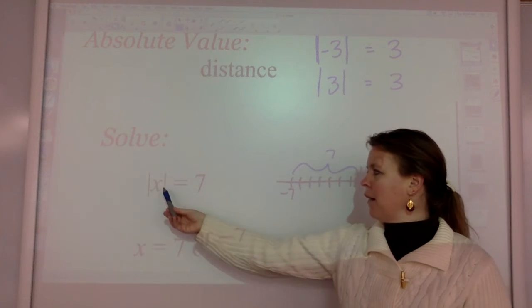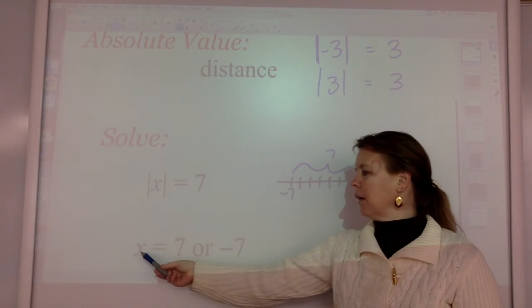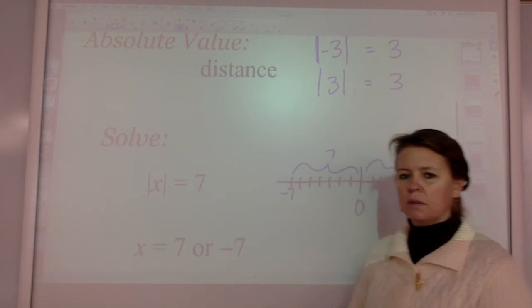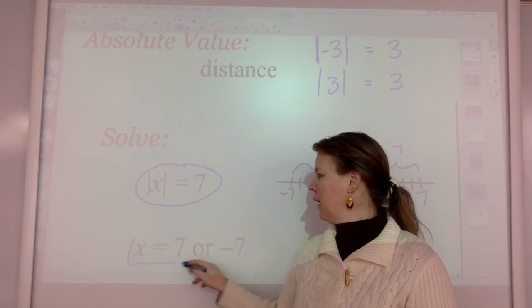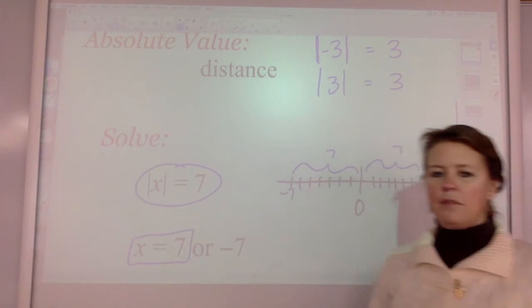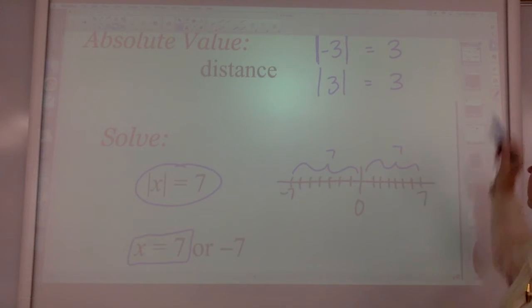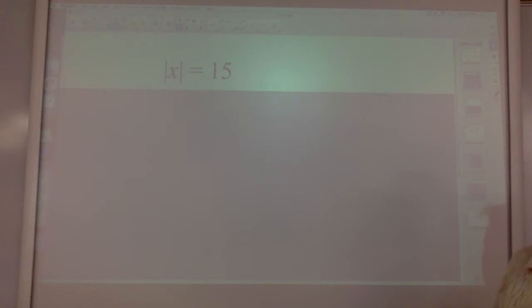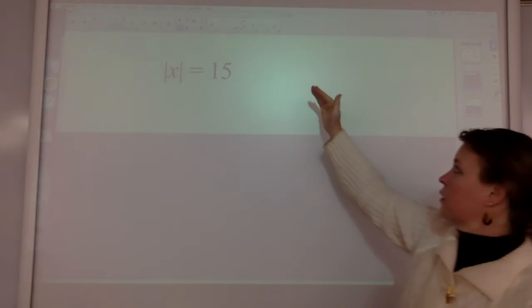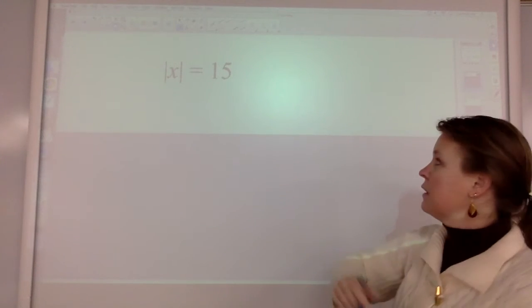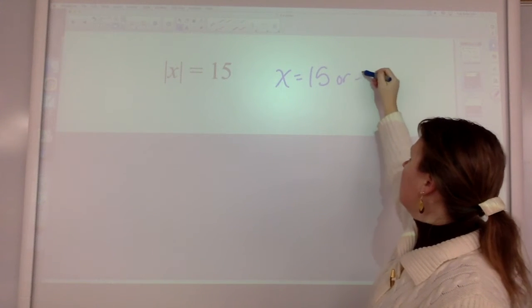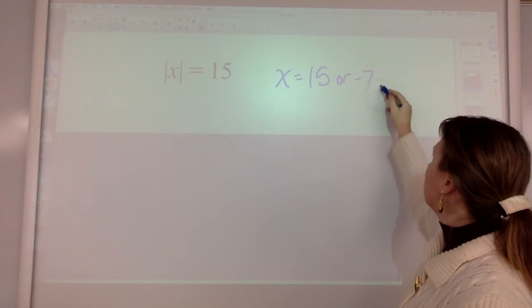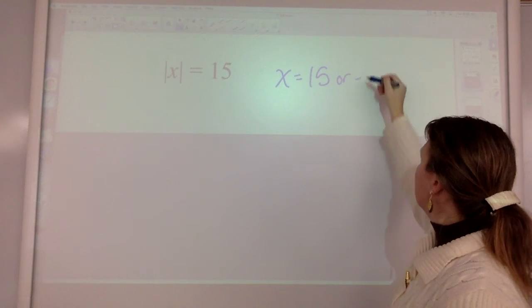Notice when you answer it, now the absolute value bars are gone. You're just saying this is what x equals. And all equations, as you know, start and end as an equation. You have to put x equals in front of it. So if you had absolute value of x equals 15, you'd say, all right, I can either go 15 to the right or 15 to the left. So x is going to equal either 15 or -15. Whoops, why did I write 7? 15 or -15.